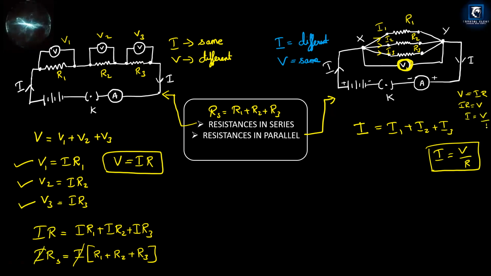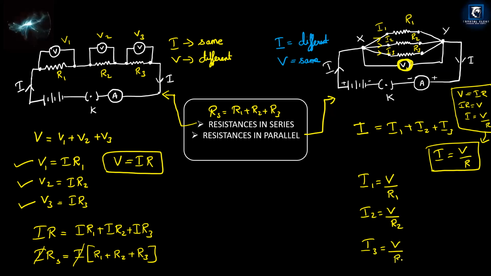I equal to V by R. Okay, we have this one also. From this only I'm deriving and I'm getting this one, right? So I1 is equal to V common R1, I2 is equal to V common R2, I3 is equal to V common R3.